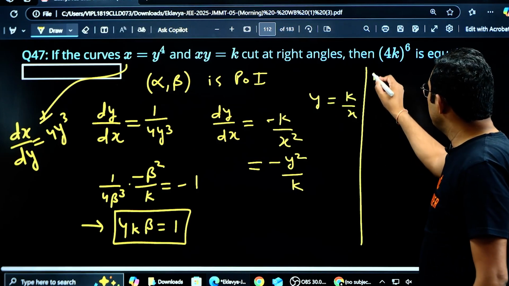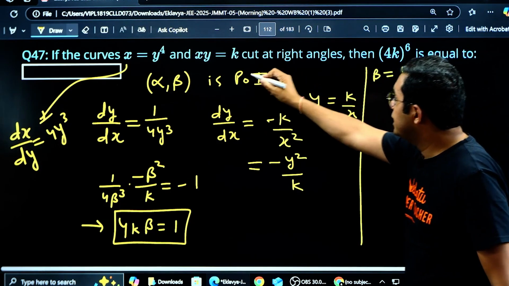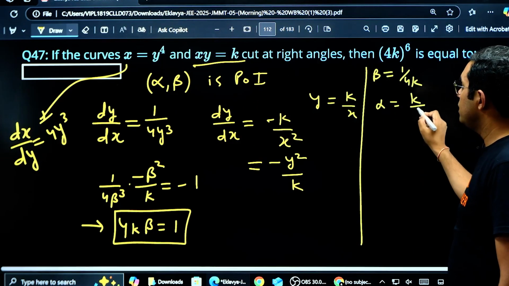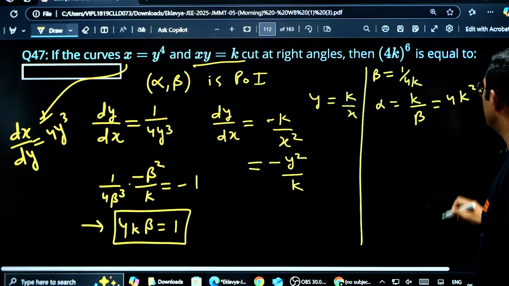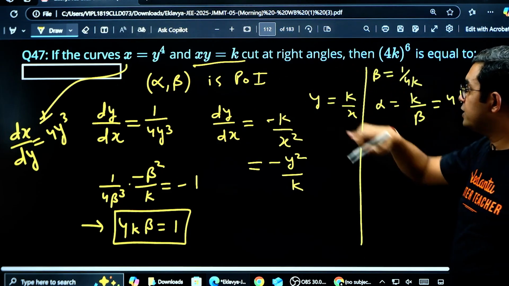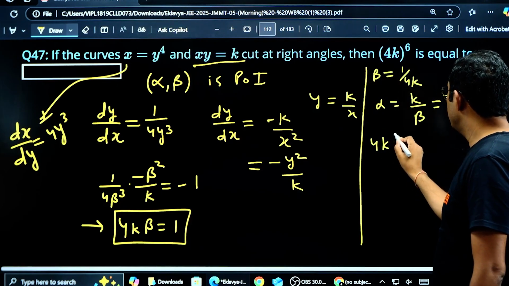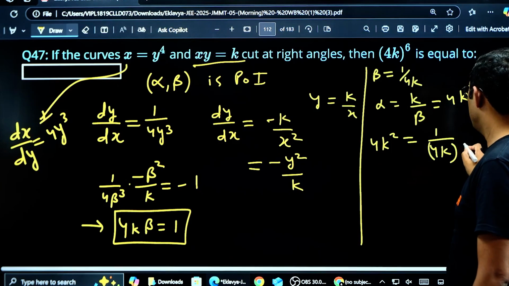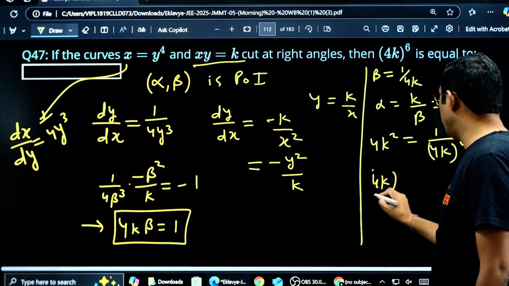Okay, let us do one thing. Beta is equal to 1 upon 4k. If I put in the second one first, I'll get alpha equal to k upon beta, that is equal to 4k square. Now this alpha beta should satisfy the first equation also. So if I put in the first equation, we will get 4k square is equal to 1 upon 4k power 4. So from this, I think we are getting 4k whole power 6.